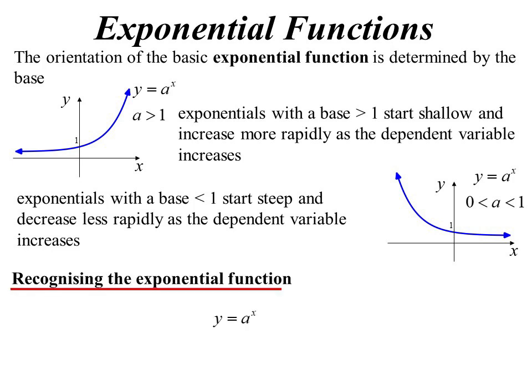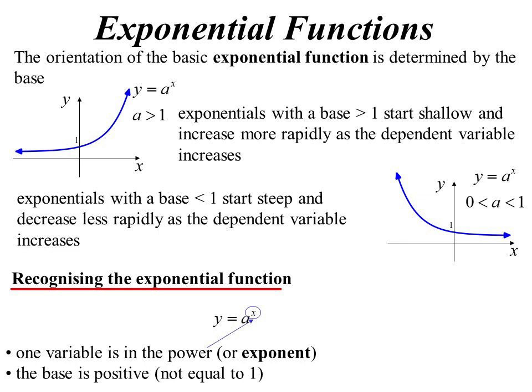How do you recognise it? Well, this one's kind of easy to recognise, because you go, oh look, one of the variables is in the power. And of course another name for a power is the exponent, and that's where it gets its name from, the exponential, because it's in the exponent. Base is always positive, not equal to 1 as well.